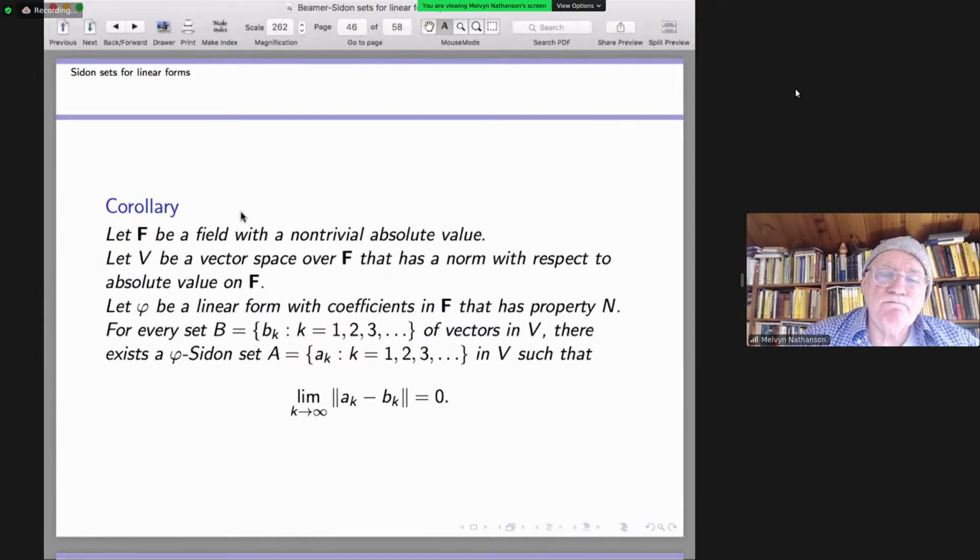And in particular, if you take your epsilon k's going to 0, this says that for any sequence of vectors BK, there is always a phi Sidon set A sub k where AK minus BK goes to 0. So AK is asymptotically equal to B sub k.